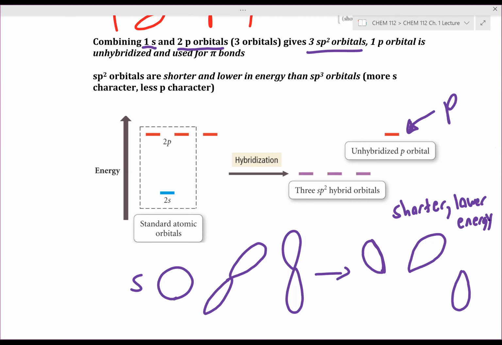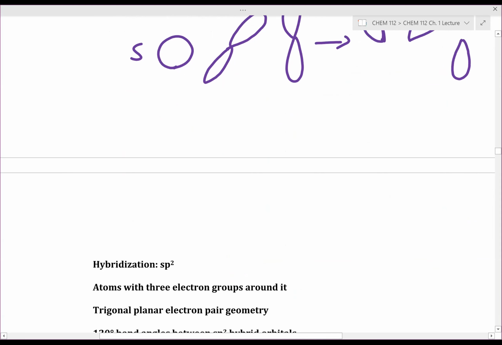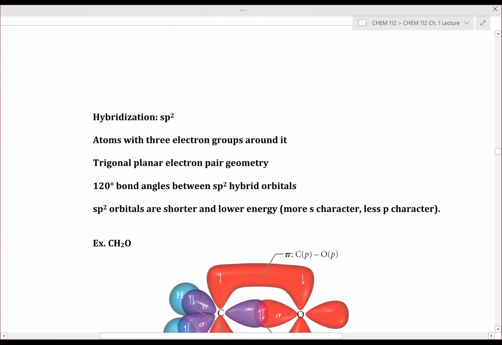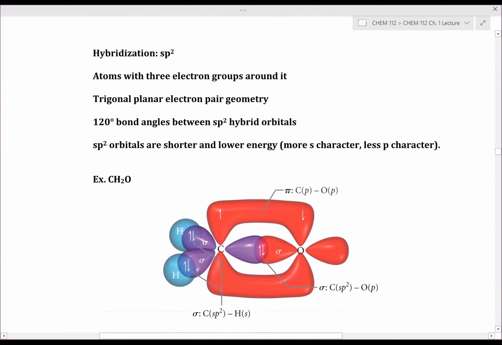Okay, let's try to utilize this idea of hybridization to help explain bonding, and let's relate the sp2 hybridization to a given molecular geometry. So when we think sp2, we have 3 electron groups.